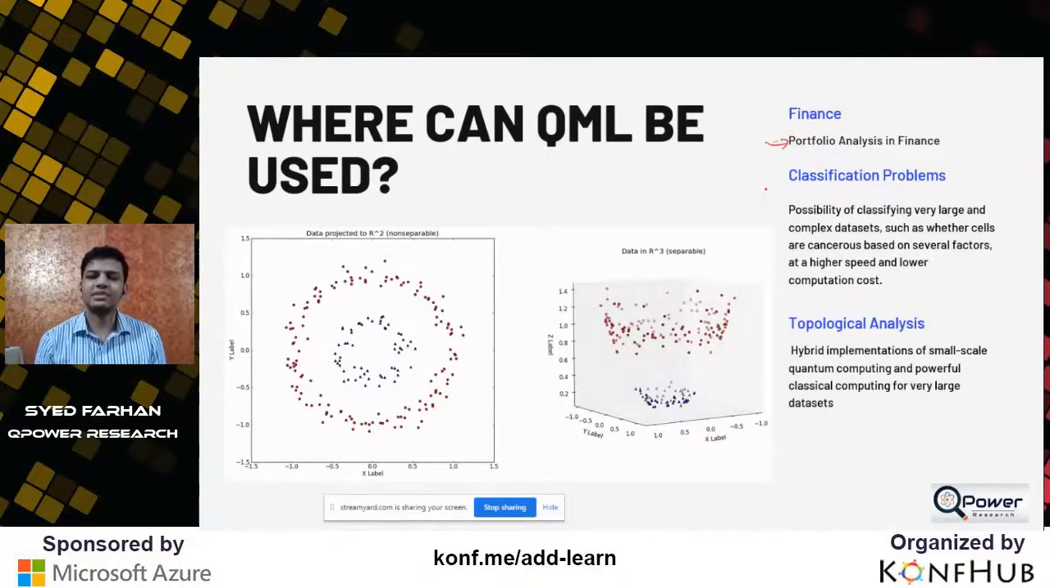The next type of problem is classification and optimization problems. A small example would be a support vector machine. So if you have two-dimensional data and it is not linearly separable, so if you had to separate them, you had to draw a circle. It's not linearly separable. What you can do otherwise is shift to a higher dimension. This is what is known as the kernel trick.